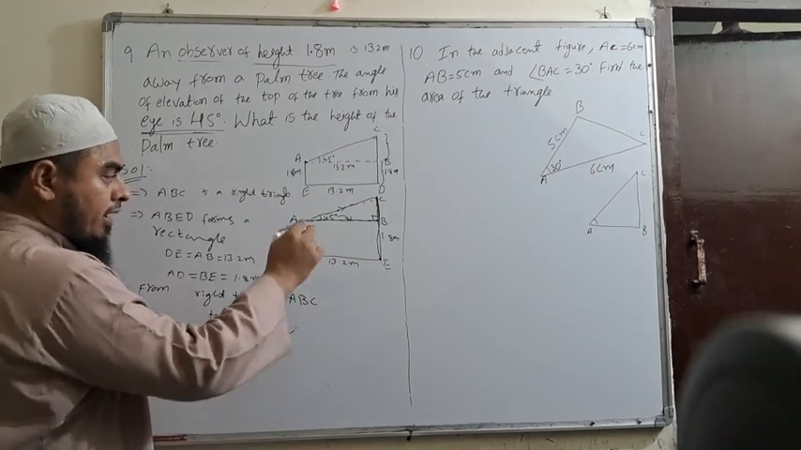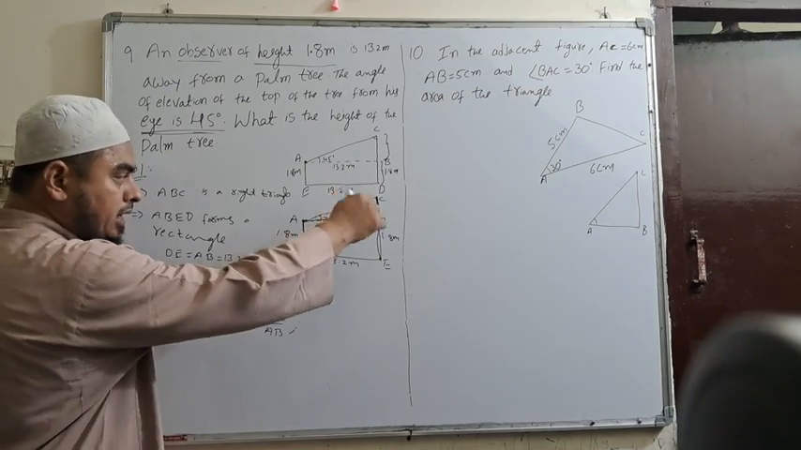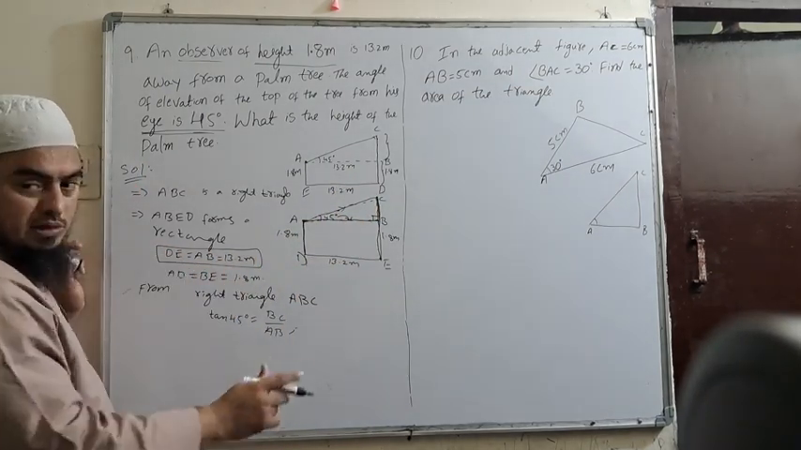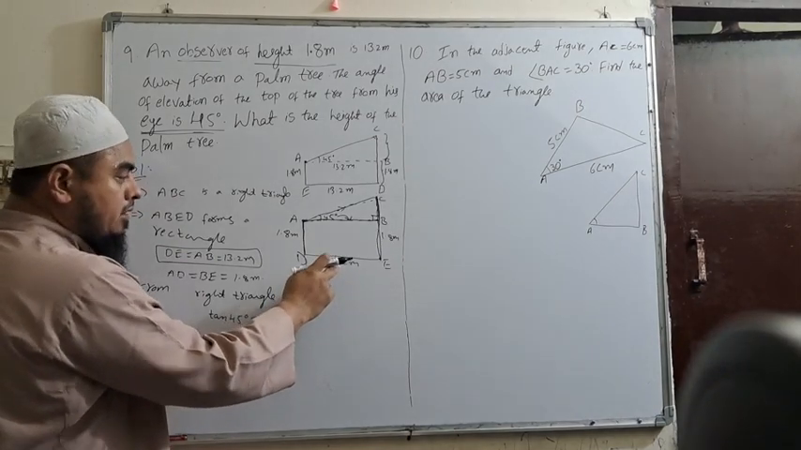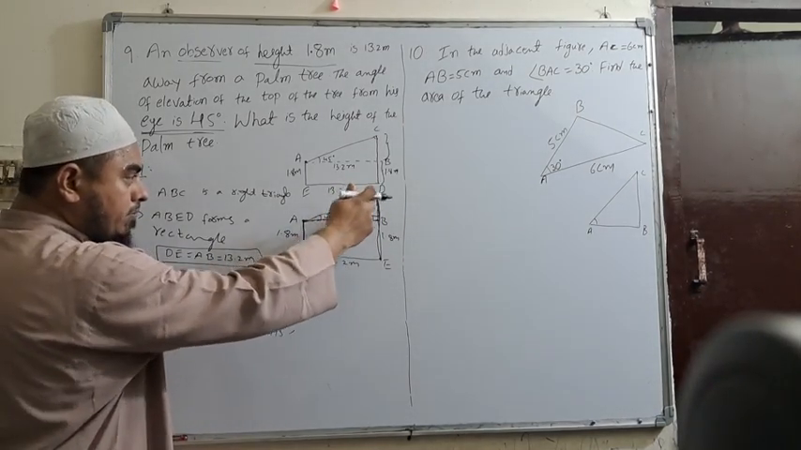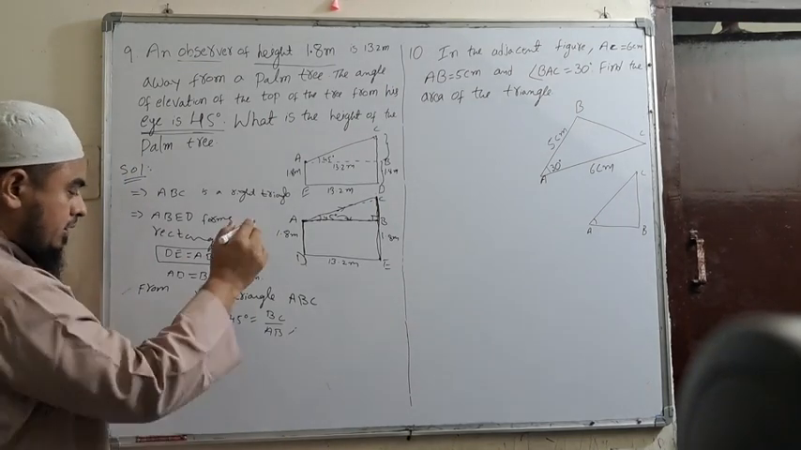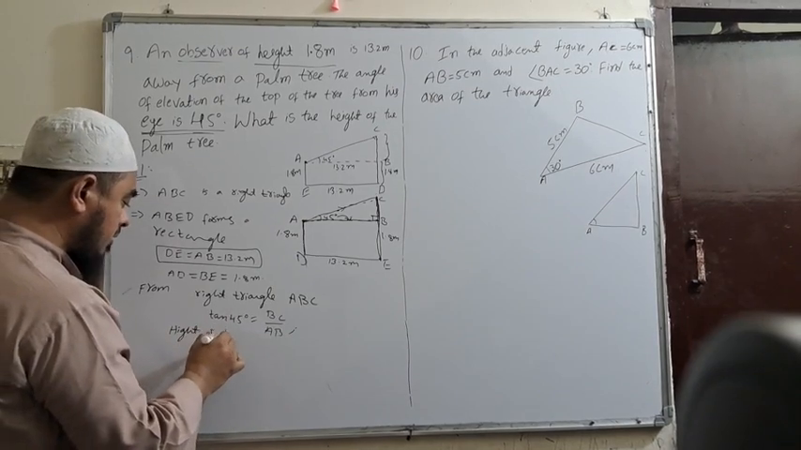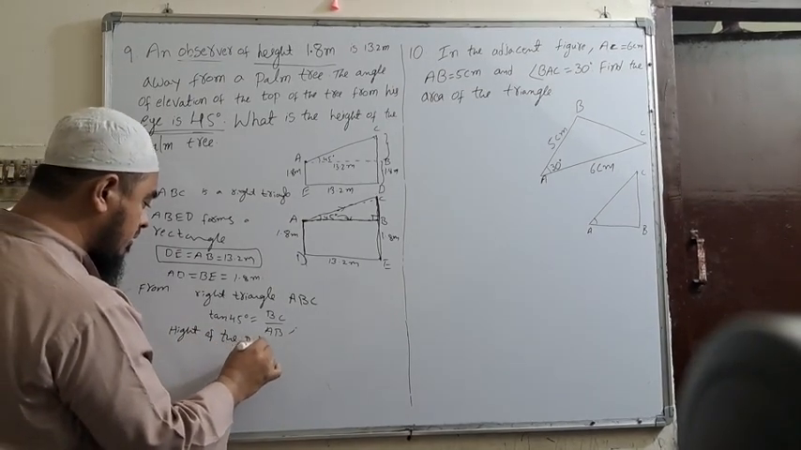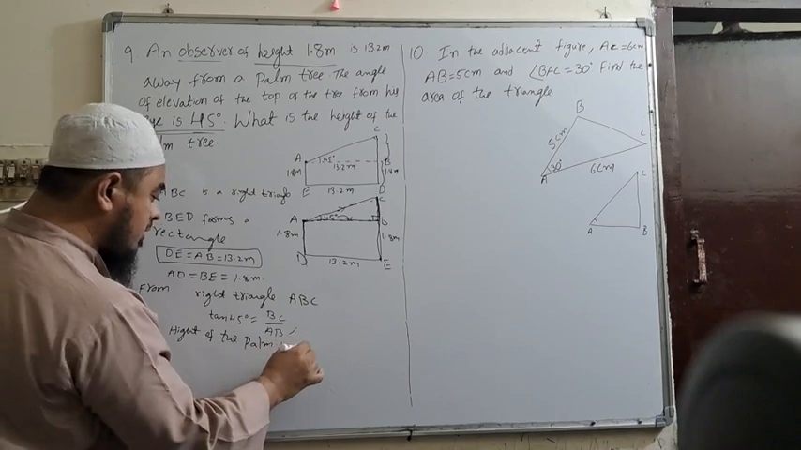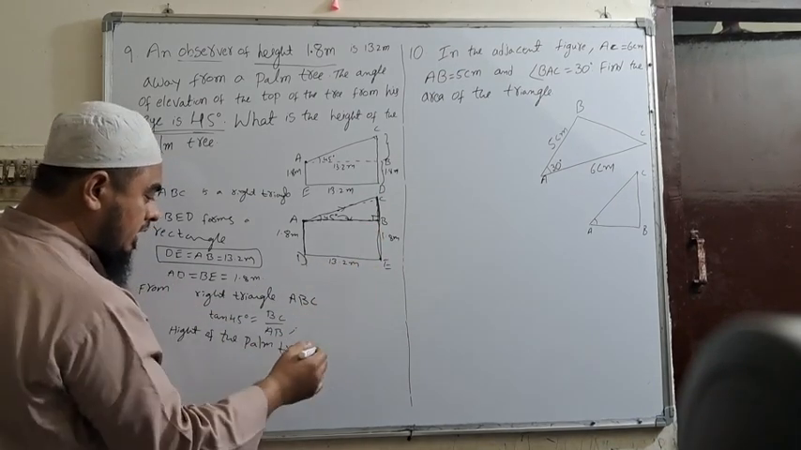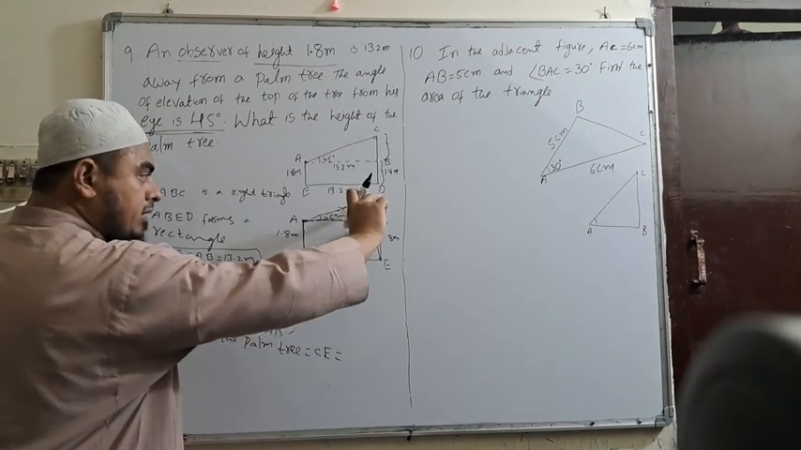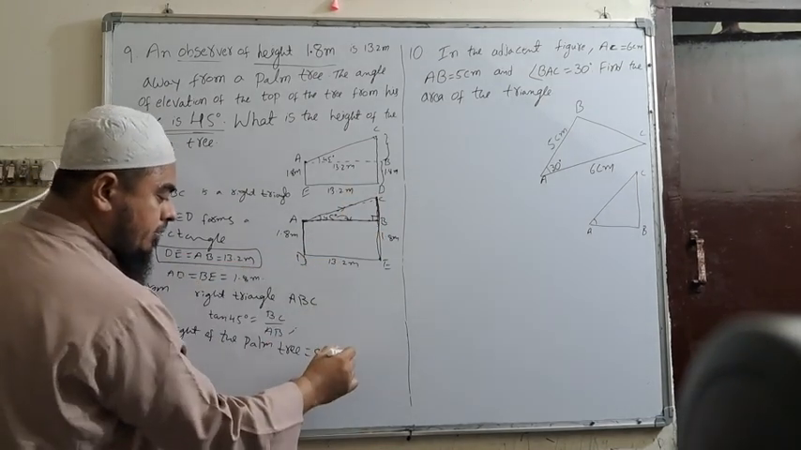And why are we calculating this BC here? Because AB we know, AB is nothing but 13.2 meters, already we know. And we are now going to calculate BC. Why? Because the height of the palm tree is EC or CE, which is nothing but the sum of BC and BE.